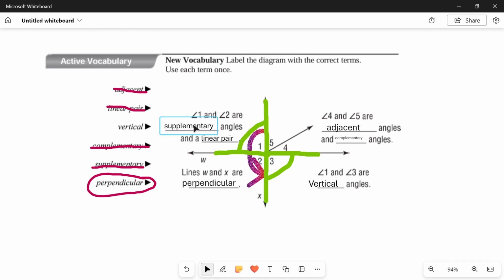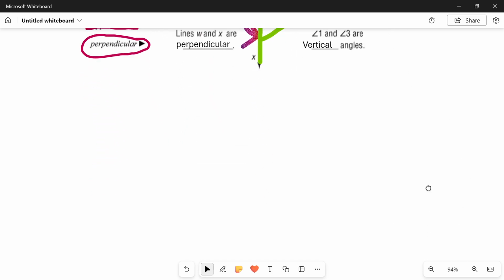You have to learn all this stuff. What are supplementary angles? What is a linear pair? When lines are perpendicular, what does it mean? Two angles that are next to each other are called adjacent. Two angles that add up to 90 are called complementary. And two angles that are across from each other are called vertical angles.